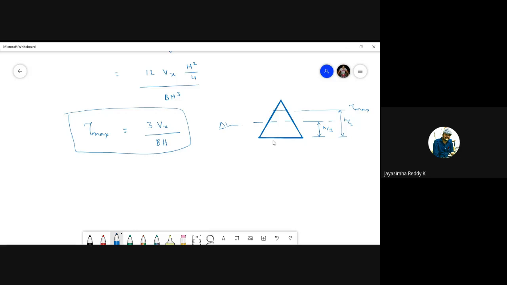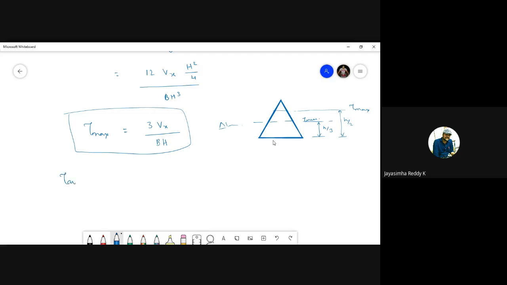This is tau mean. Okay, so for triangular cross section, it differs from the neutral axis. For rectangular cross sections, for I sections, for circular cross sections, we have got tau maximum at neutral axis, but for triangular cross section, it differs. Is it clear? You should make a note of this. This is very important for competitive examinations.